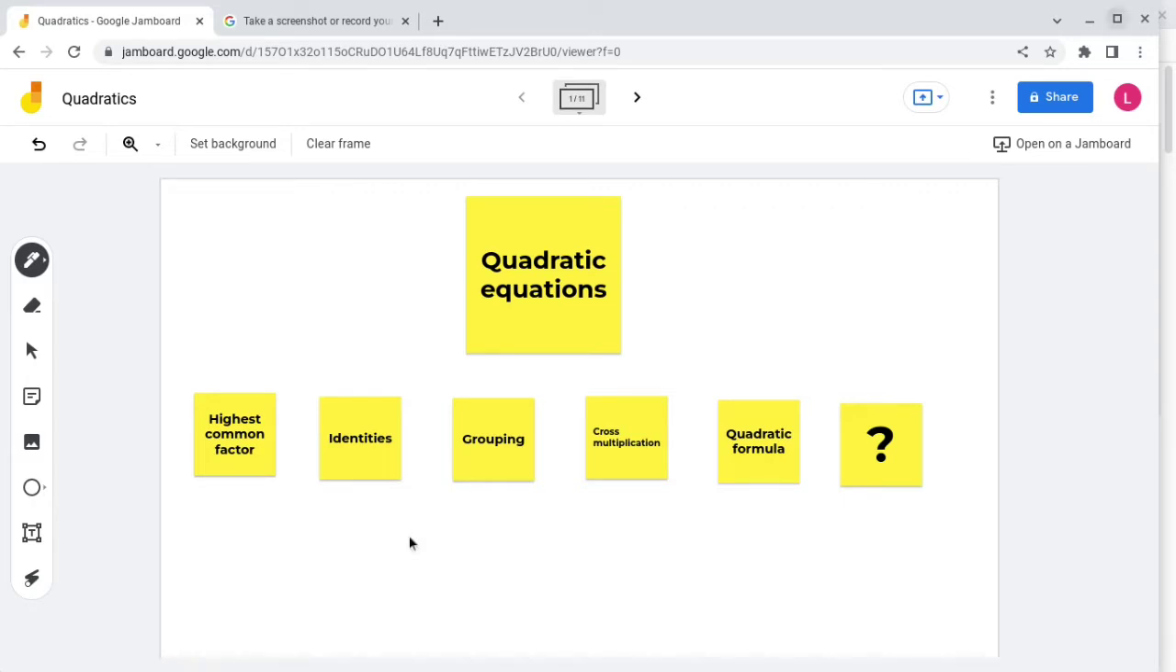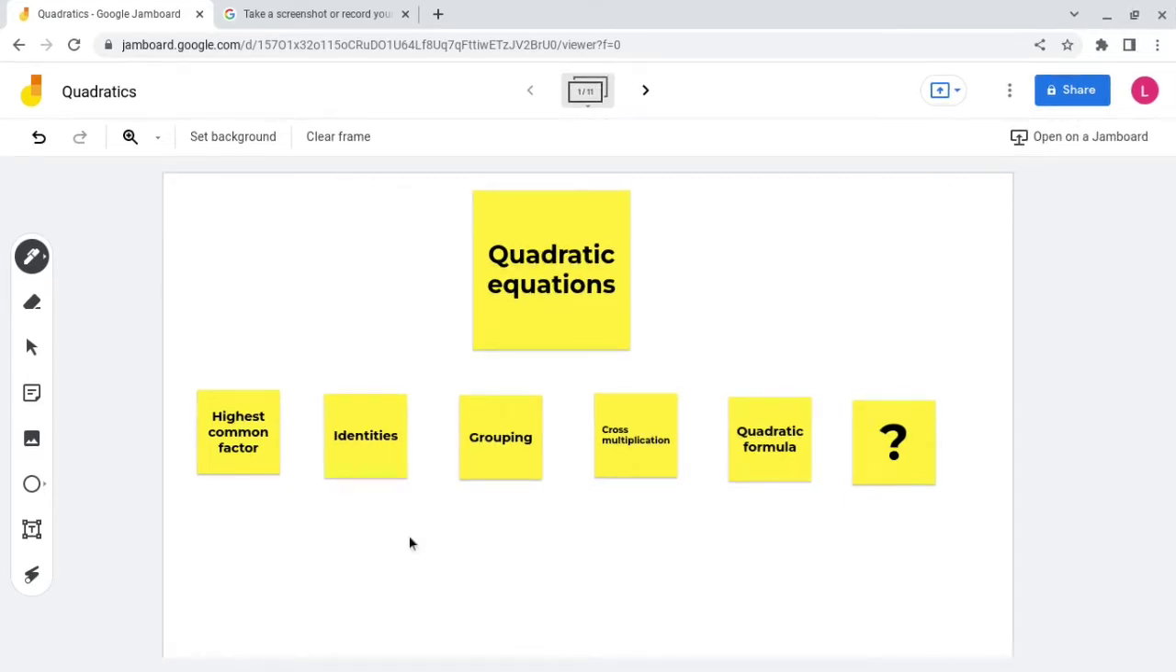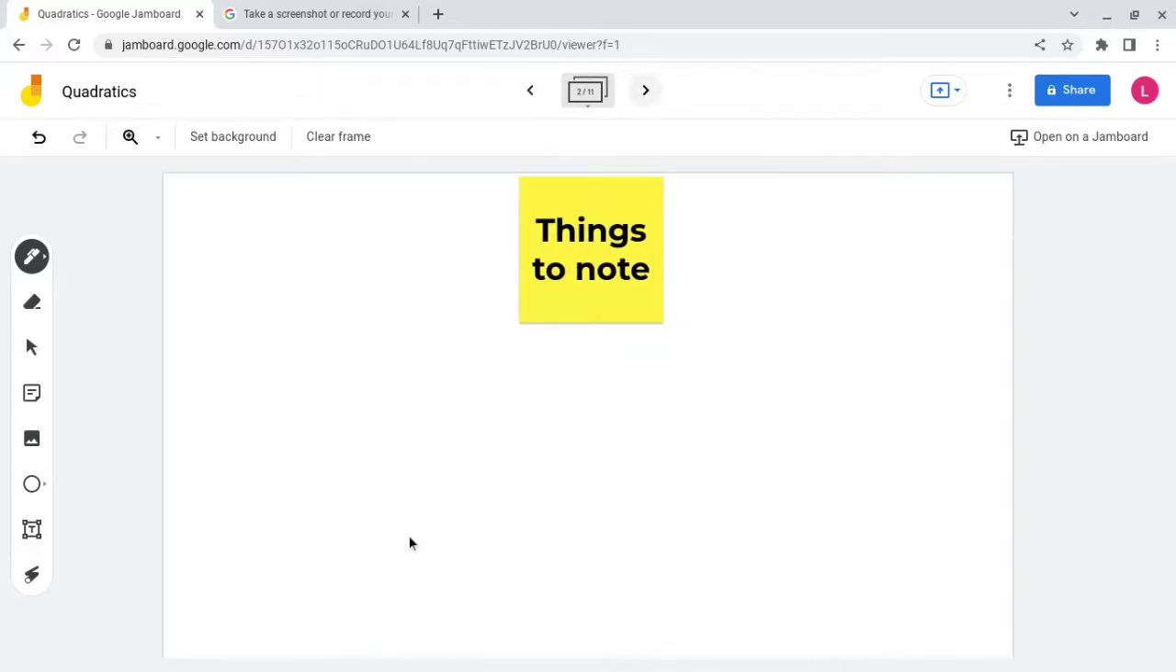So starting off, we have quadratic equations. For quadratic equations, there are around 6 ways to solve them. There's the highest common factor, identities, grouping, cross multiplication, quadratic formula, and the final secret one that I'm going to review at the end. So starting off, we'll speak about some things to note.